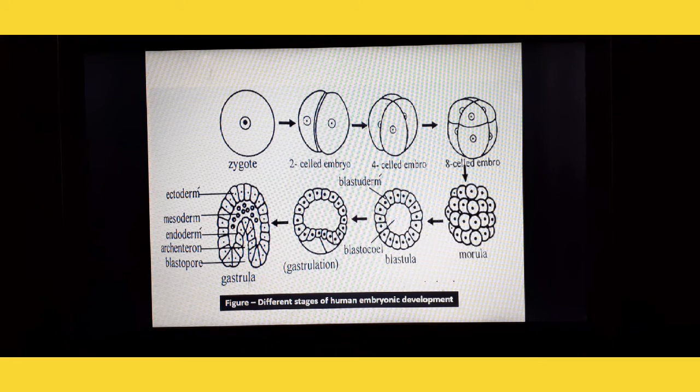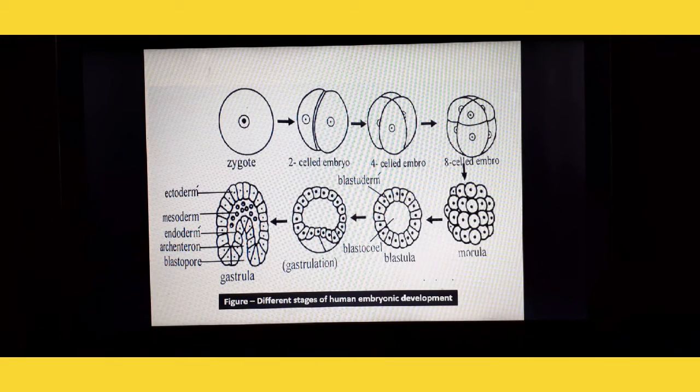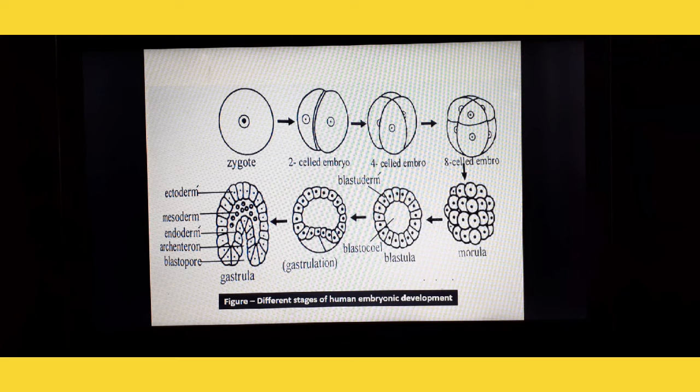Then the process of organogenesis. Dear students, here are two Latin words. One is organ and another one is genesis. Organ means a group of tissues which originate from the same place and perform a special function, and genesis means to produce. So organogenesis is a process by which the ectoderm, endoderm, and mesoderm develop into internal organs.